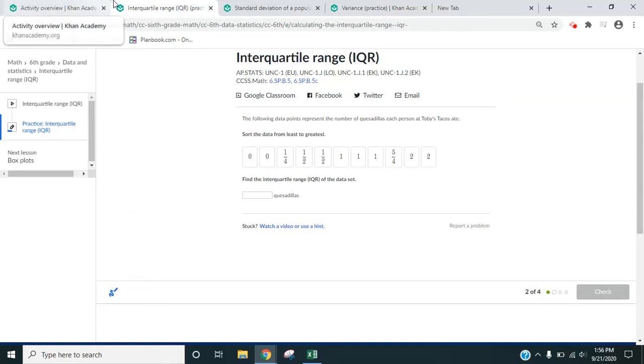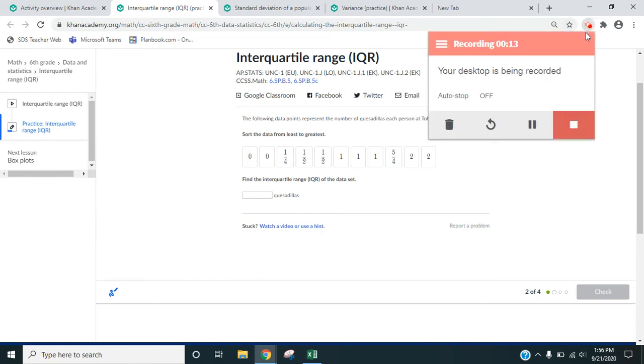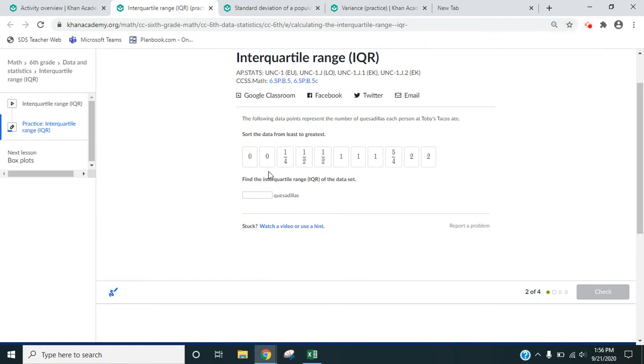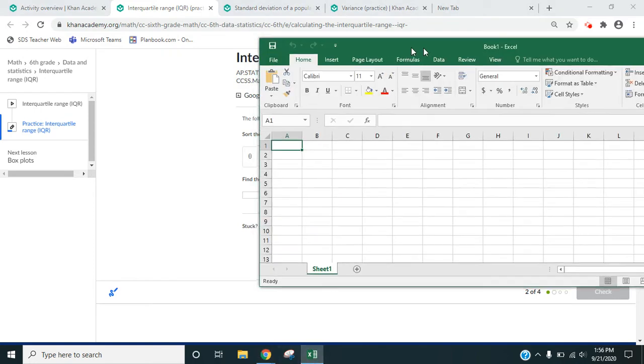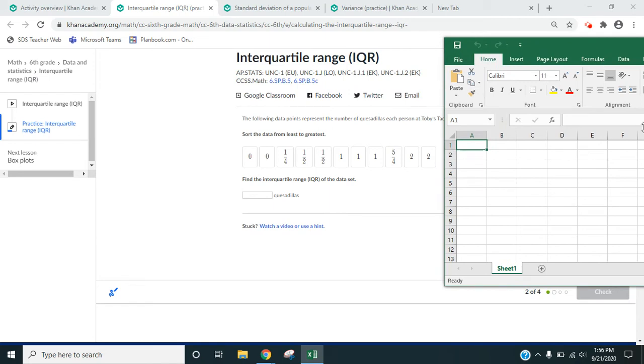All right, a few assignments today. First one's going to be interquartile range. You notice it says sort the data from least to greatest. We're going to go ahead and do that. That's already done. Now I'm going to use Microsoft Excel just like we did from the last lesson.